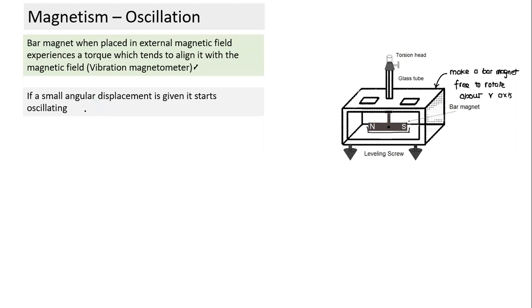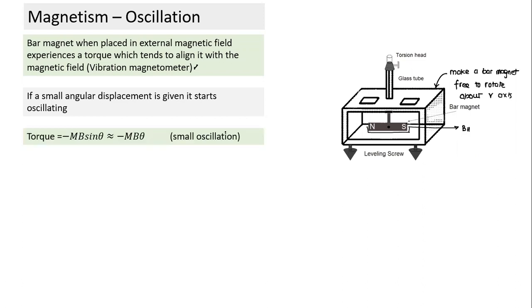For a small angular displacement, it starts to oscillate. So if we place a bar magnet here, and if the alignment of the bar magnet is along BH, it will remain in equilibrium. But the moment I give a small angular displacement, it will start oscillating, just similar to an electric dipole.